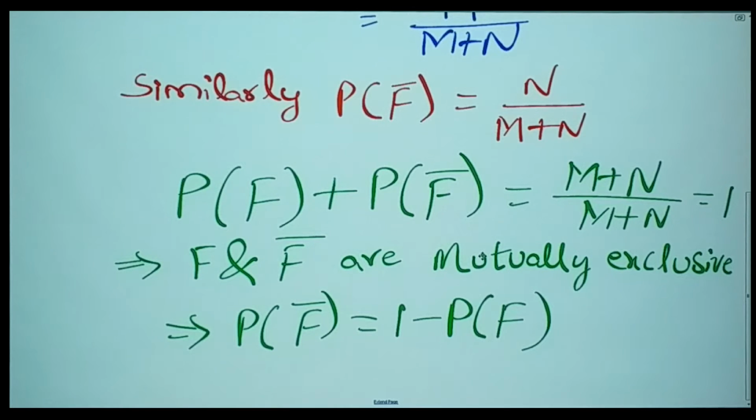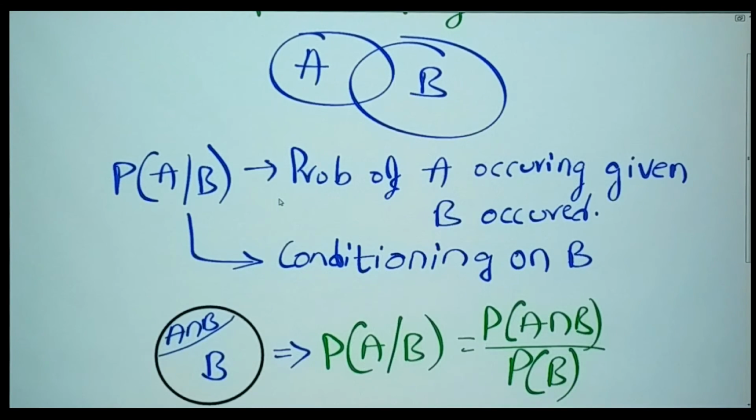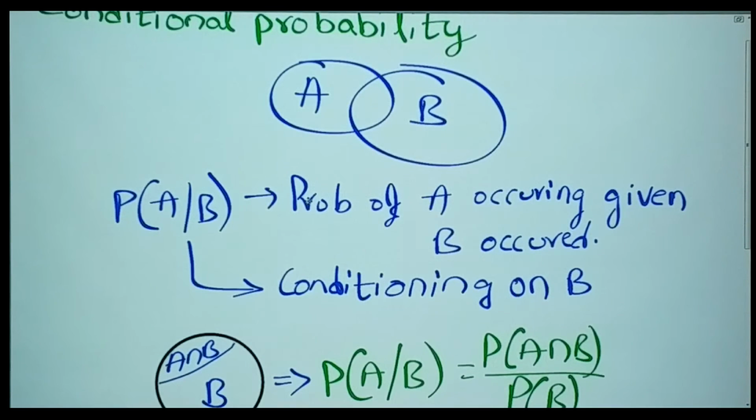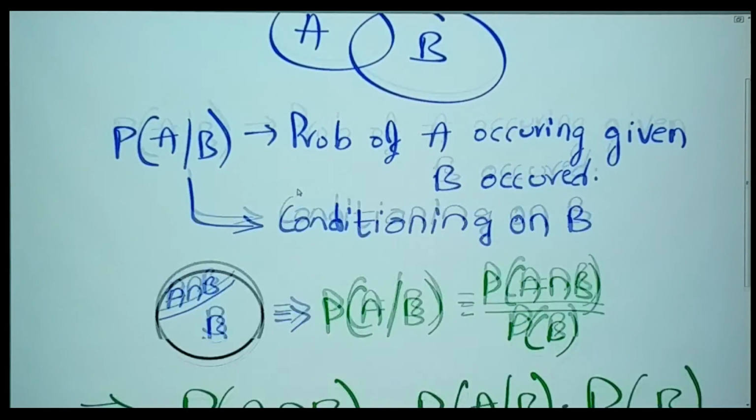So that can be written as P of F complement is equal to 1 minus P of F. Now let us talk about conditional probability. Let us consider this Venn diagram where A and B are two events in a sample space omega, and both are not mutually exclusive, apparently from this diagram. P of A given B is defined as the probability of A occurring given that B has occurred. This is conditioning on B.